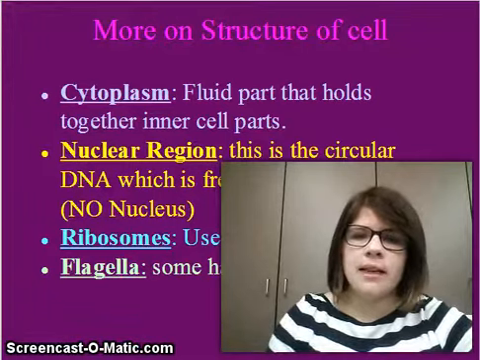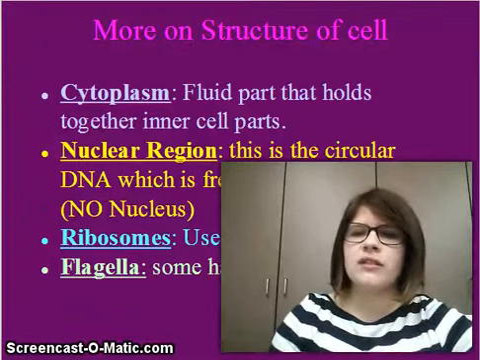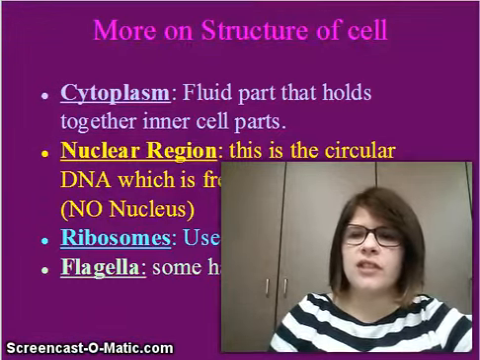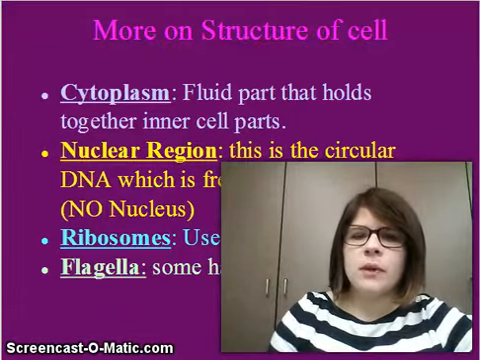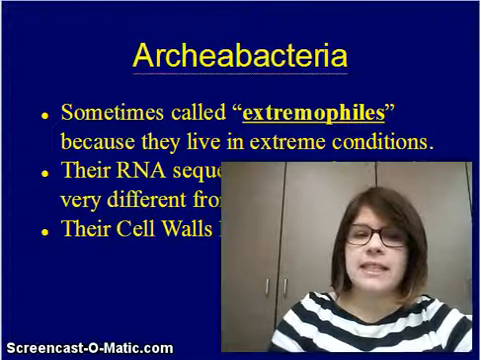So, more structures in our cell. Obviously, we have cytoplasm. That's just the fluid-like part that holds it together. We have the nuclear region, like I talked about. That is where we find the circular DNA. We have ribosomes, which we use to make proteins. And finally, we have a flagella, or we can have cilia.